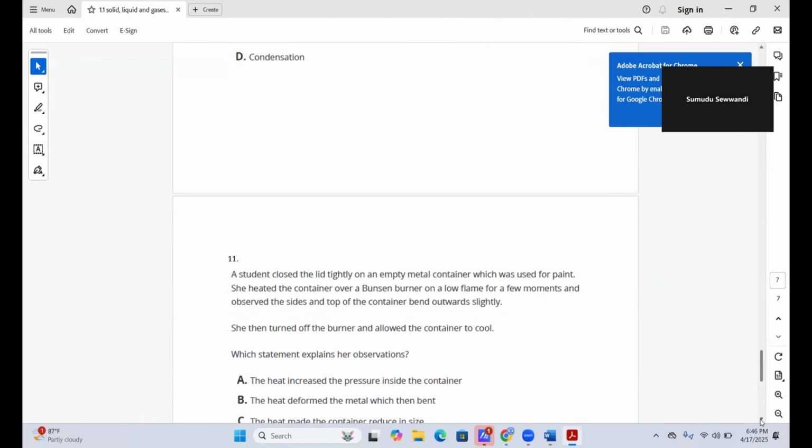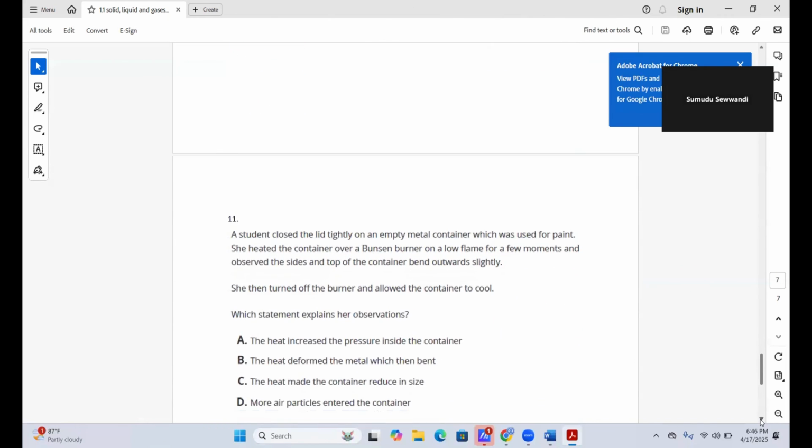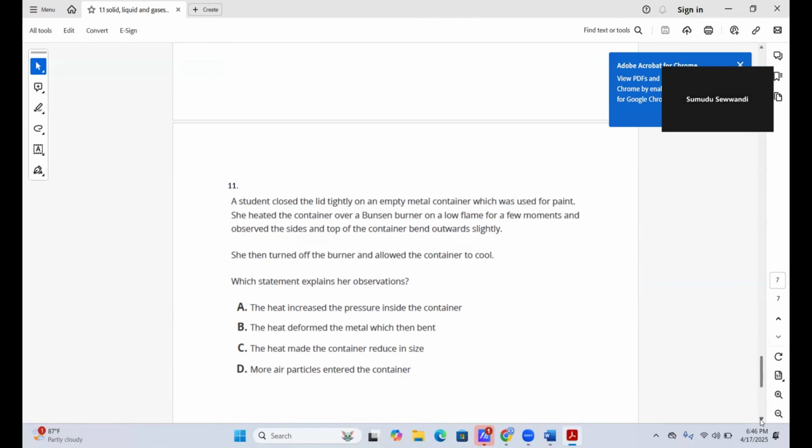A student closed the lid tightly on an empty metal container which was used for paint. She heated the container over a Bunsen burner on a low flame for a few moments and observed the sides and top of the container bent outward slightly. She then turned off the burner and allowed the container to cool. Which statement explains the observations?